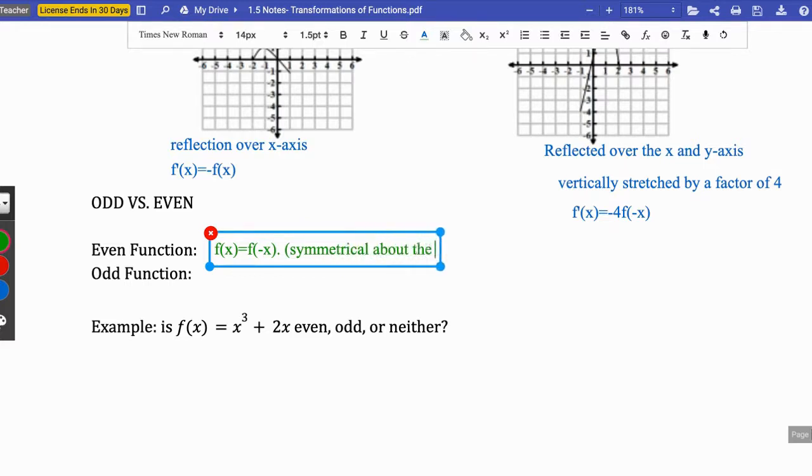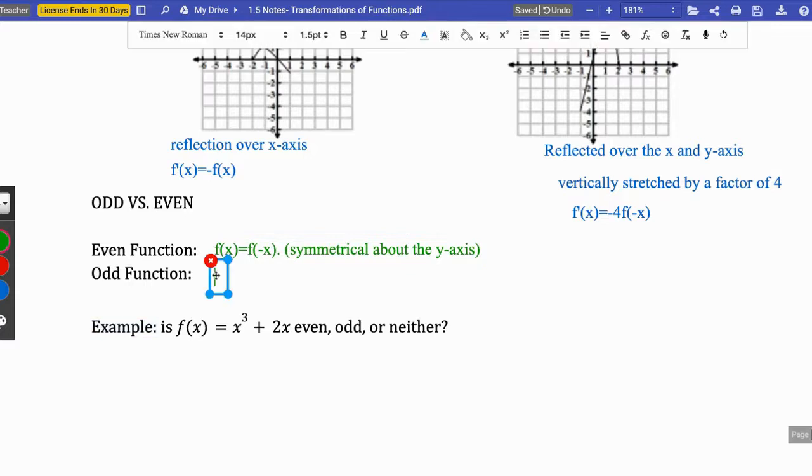Symmetrical about the y-axis. Okay, so even functions are going to be symmetrical about the y-axis. This would be like a parabola, a quadratic function. Those are going to be symmetrical about the y-axis, the original parabola.